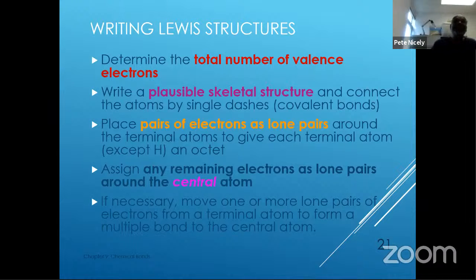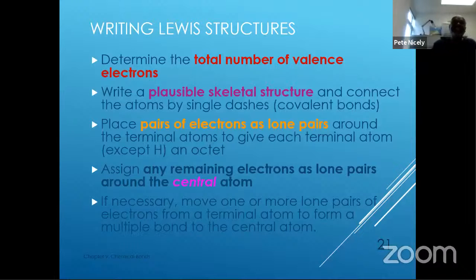and so on and so forth. Then it says, place pairs of electrons as lone pairs around the terminal atoms to give each terminal atom an octet. But of course, hydrogen would be the exception because hydrogen cannot have more than 2 electrons on its outer shell, right? And then it says, assign any remaining electrons as lone pairs around the central atom.